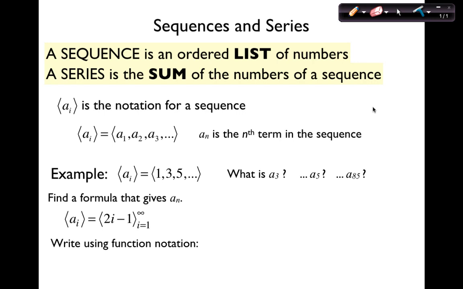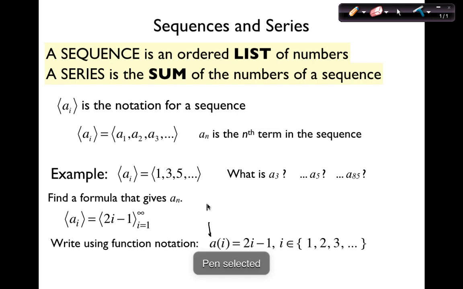So we could write that. Instead, we could write the sequence as a function. We could say a sub i, right? So this is the name of the function, and this is the independent variable. What represents the dependent variable? Okay, that's the rule.